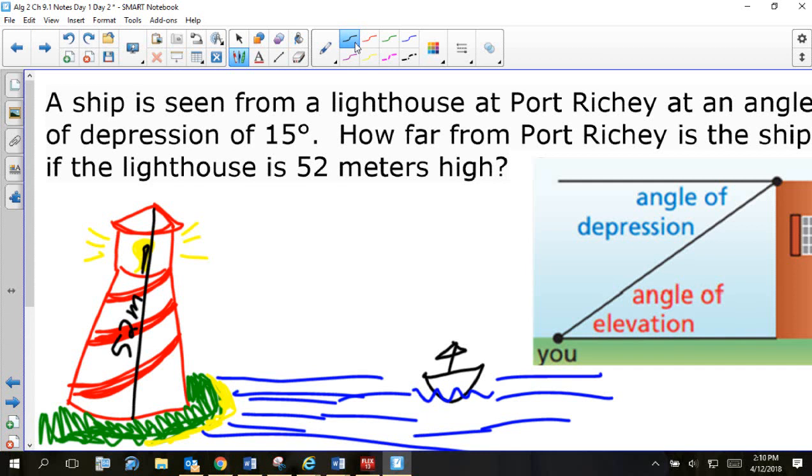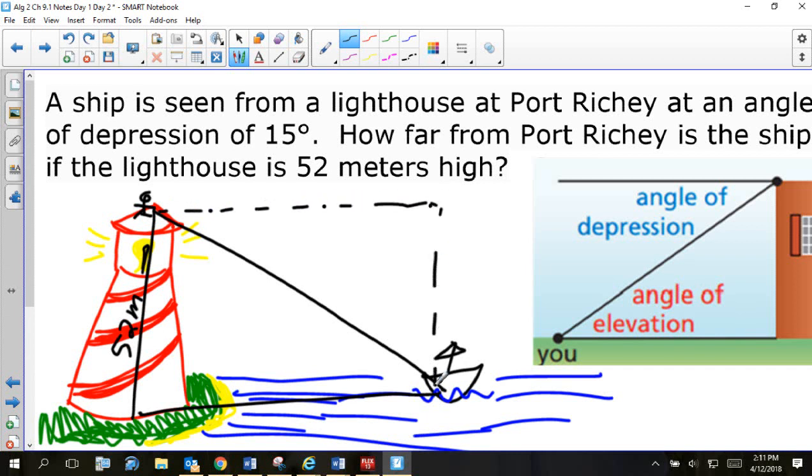Okay, so we have to have a right triangle. I can kind of see there's going to be a right triangle here. But I have a problem because this says an angle of depression from the lighthouse. So there's somebody standing up here looking at the ship. Angle of depression, remember, starts where? Horizontal. We need a horizontal, and then we need to go down. That part's not drawn, but I can draw it in. So the angle of depression is actually from horizontal down. It's going to be outside of that triangle, and that is 15 degrees.